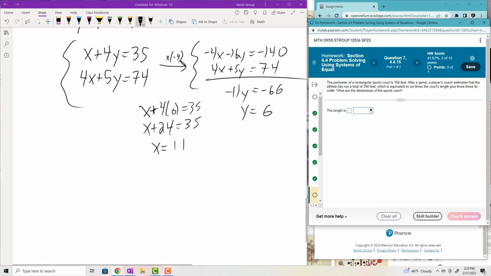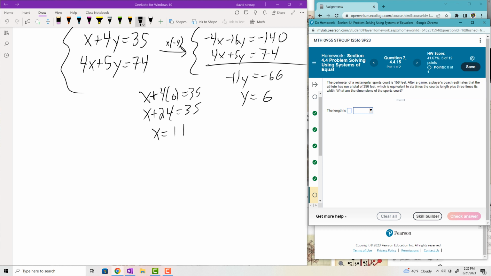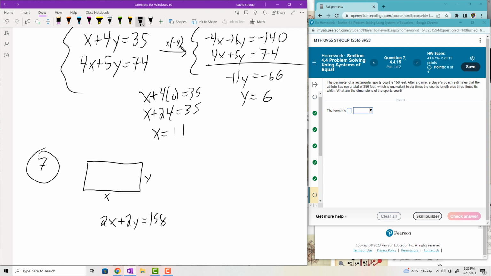Okay. This is kind of the sports problem. So we have the perimeter. All right, so there's some sort of badminton court or something like that. There's going to be a length and a width. We'll make the length x, the width y. And it's saying the perimeter of the sports court is 158 feet. So using our perimeter formula, 2x plus 2y is 158.